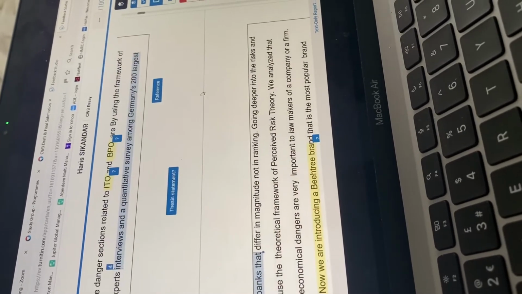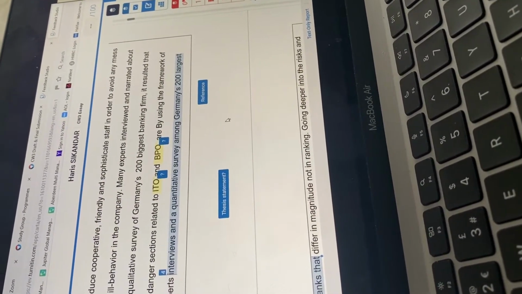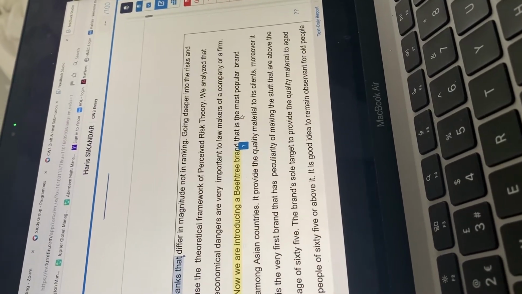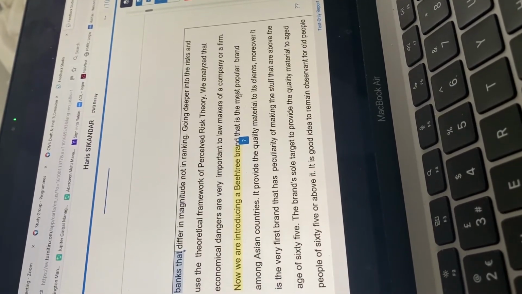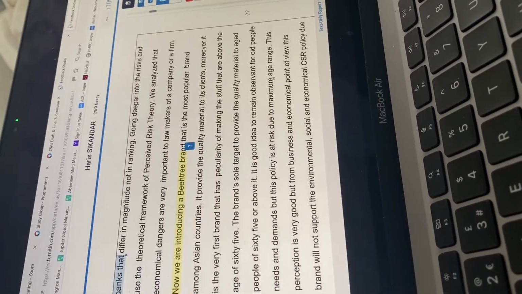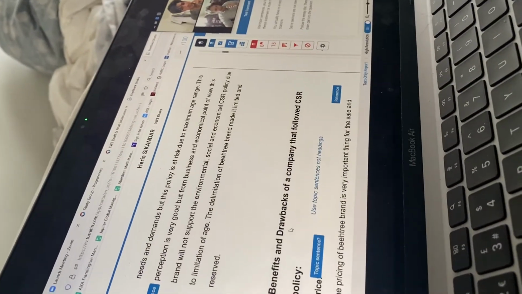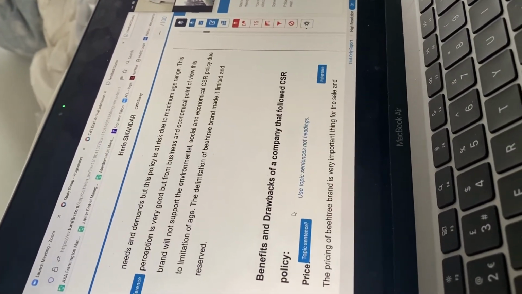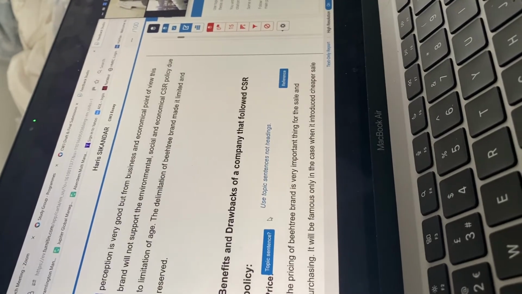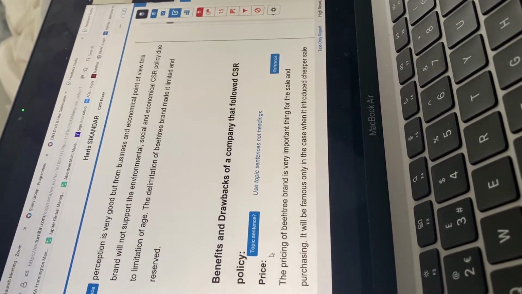So you need a clear introduction with the thesis statement and a route map. I will discuss first the benefits, then the drawbacks, and then finally the last part of the question. Don't use headings; use topic sentences. Is policy price? What's that?